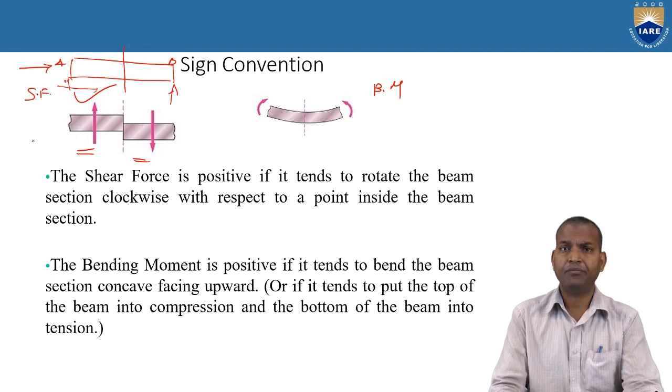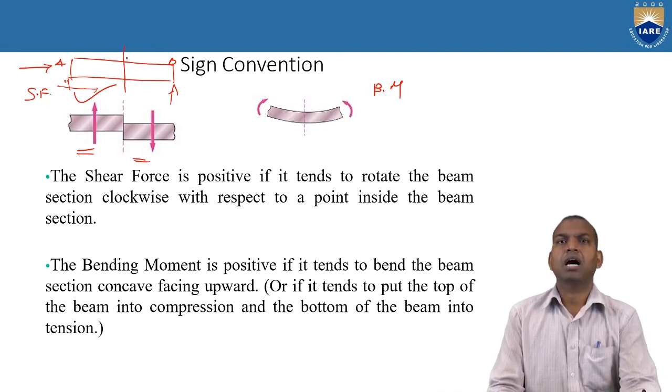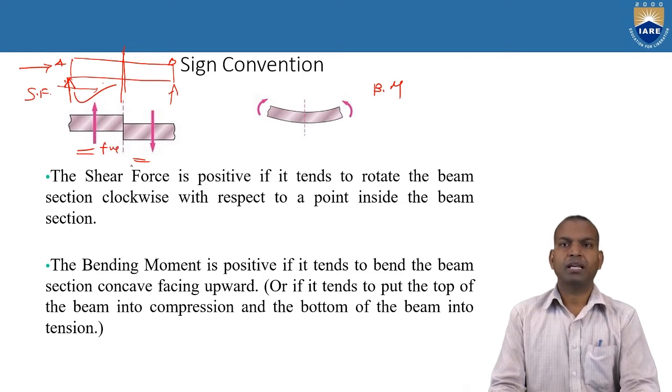Suppose I am going from left to right. In this section the reaction is upwards. For this section of the beam, if the left side is upward, that means positive. Similarly, on the right side of the section, which is the cutting portion, if the right side is downwards, it is also positive shear force, if we are moving from left to right.